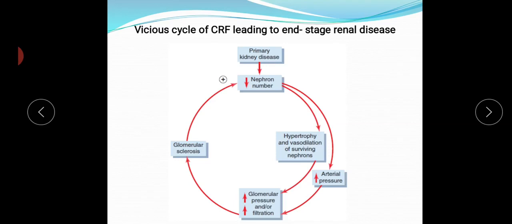Both of these may lead to an increase in the glomerular pressure and the glomerular filtration. This will ultimately lead to glomerular sclerosis, and once glomerular sclerosis is found, it will increase this damage. It will further stimulate the loss of the functional nephrons. So once chronic renal failure begins, there will be a vicious cycle, and the patient may urgently require a renal transplant.